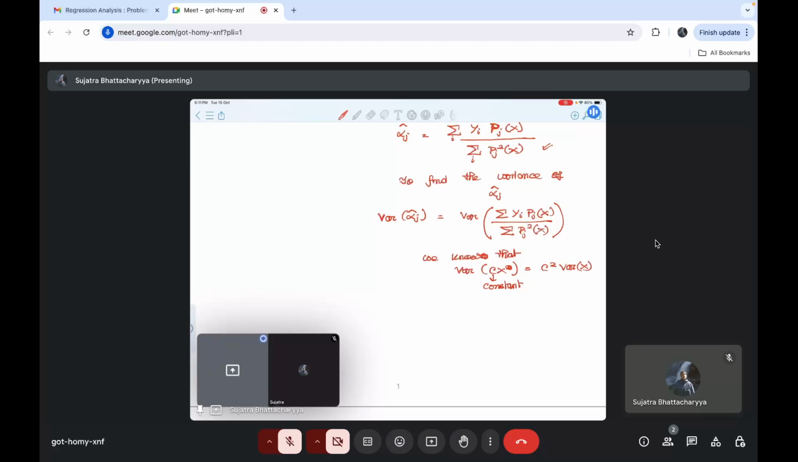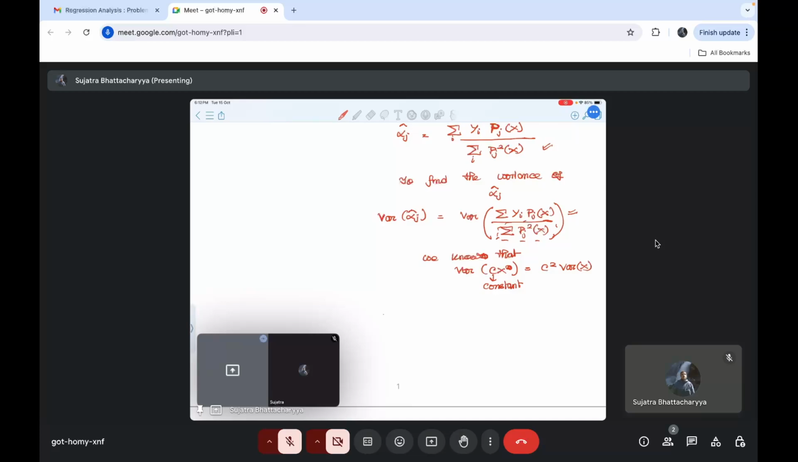Now you can see in this particular part, this is also a constant because it is a function of x, which is a non-random variable. Whereas in the numerator, within the summation, the only random variable is yi, on which this variance operator will be applied. But pjx is a function of x. Again, it is a constant.